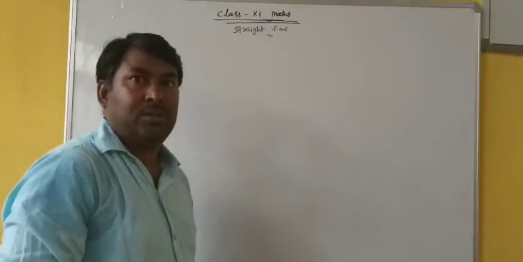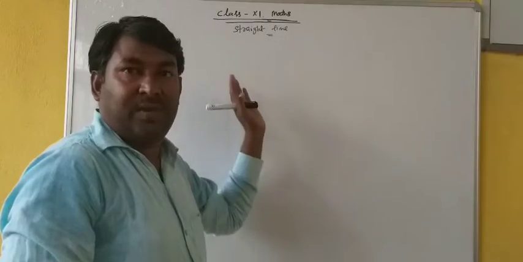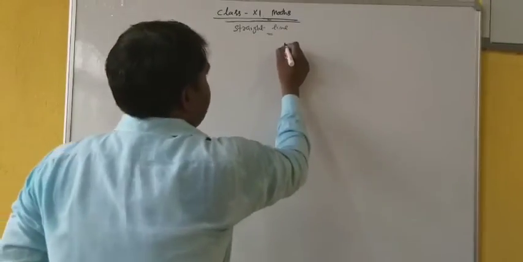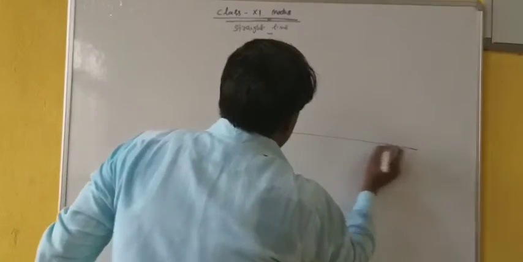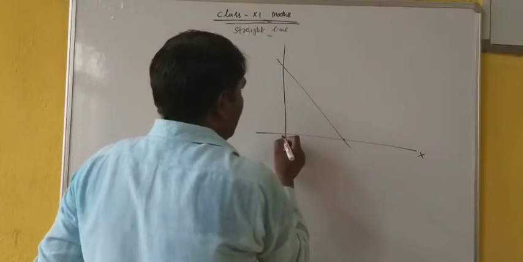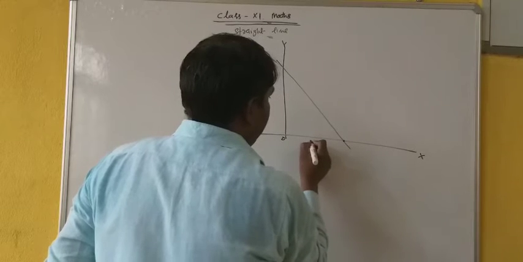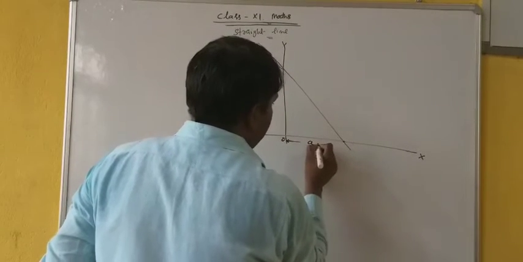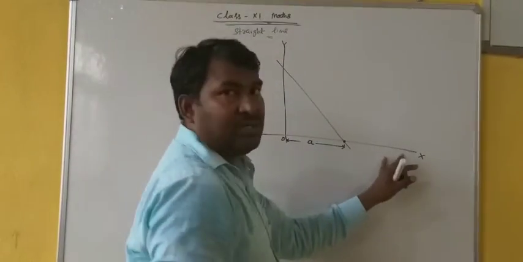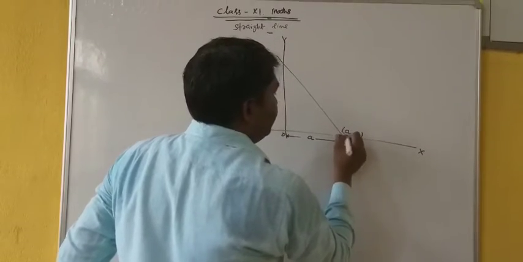Good morning, students. I am going to explain to you today the equation of a line in intercept form. If there is a line which is making some intercept on the x-axis as well as the y-axis, let the intercept cut by the line on the x-axis be a. This is your x-intercept. Then the point where this line is intersecting the x-axis, its coordinate can be written as (a, 0).